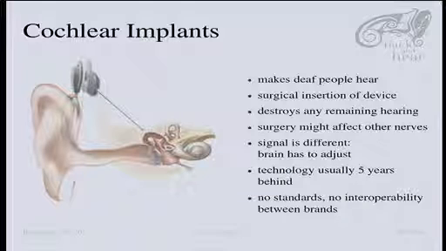And cochlear implants are what I find really fascinating. I mean, they really make deaf people hear. It's only applied to people who have a really severe hearing loss, like less than 20% or something. So they hear only less than 20%. Of course, it's a surgery to insert that. It destroys any remaining hearing because you poke a wire into the nerve, so everything else is gone then. It can also affect other nerves.